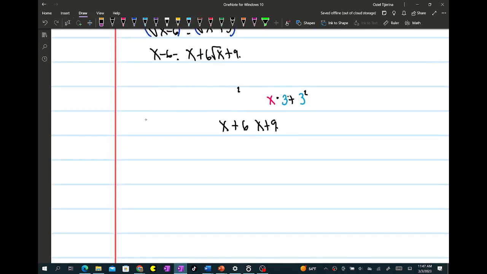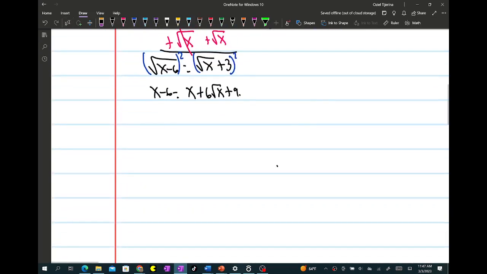So that's what we would get when we square this. You could also use the FOIL method if you don't know how to do it the way that I did it. The next thing we're going to do is try to get the x on one side. So I'm going to subtract x and 9 here because I want to get the square root of x by itself. The only way to do that is to move it to one side here.